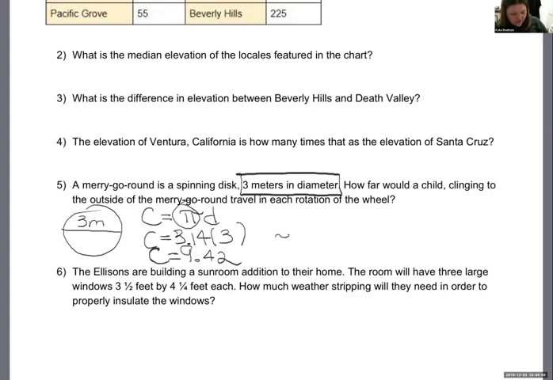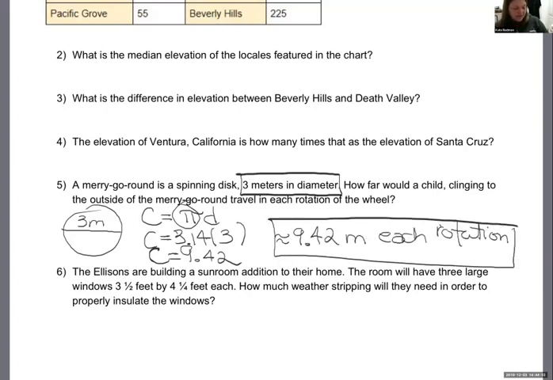He's going to travel about 9.42 meters per rotation each time he travels in a circle. Let's look at number 6. The Ellisons are building a sunroom addition to their home. The room will have 3 large windows, 3.5 feet by 4.5 feet each. How much weather stripping will they need in order to properly insulate the windows?